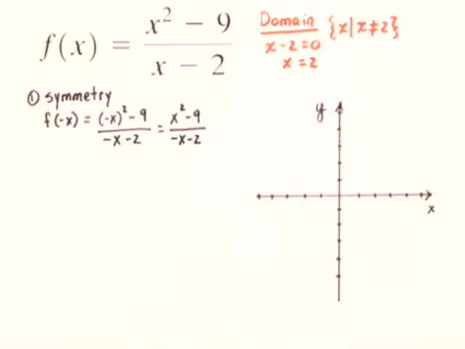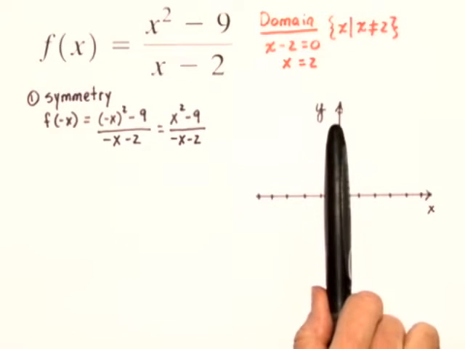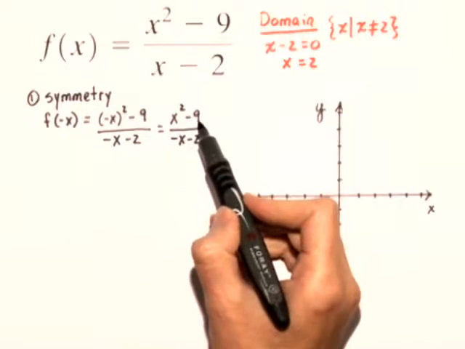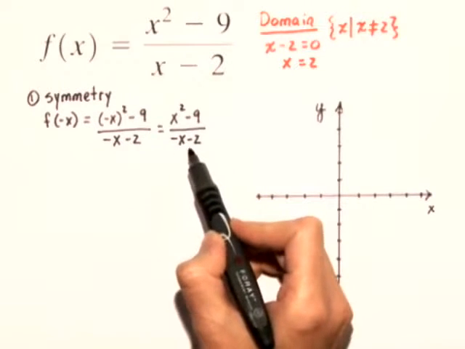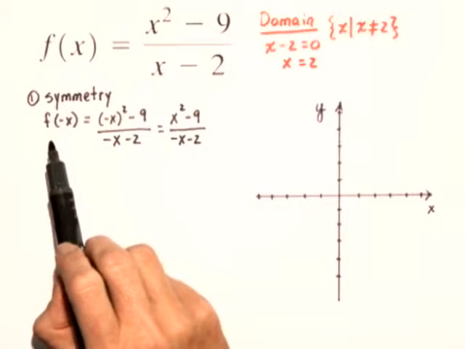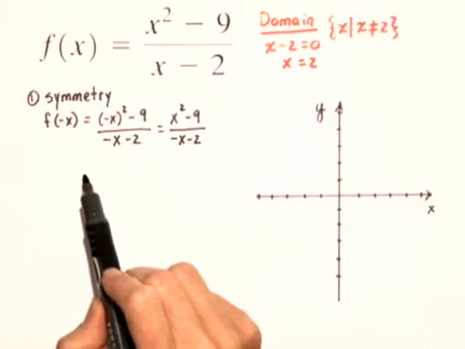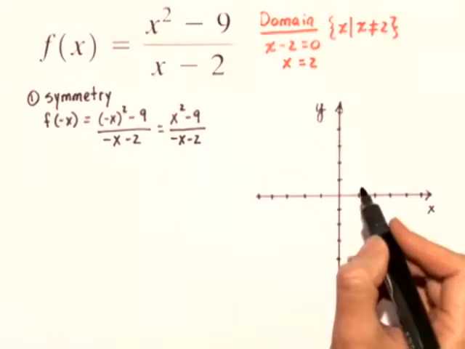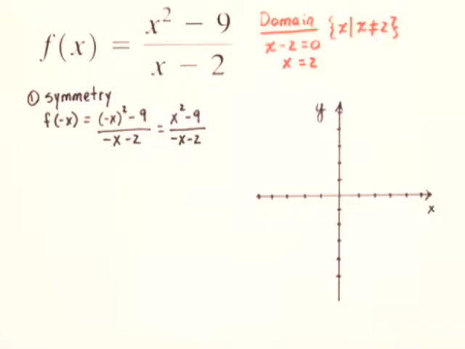Now we have one of three possibilities. Either f of negative x is exactly the same as f of x, in which case it's an even function and it's symmetric with respect to the y-axis. That's not the case here, because the numerator is the same, but the denominator is a little bit different. The second possibility is that f of negative x is exactly the opposite of the original function f of x, in which case it would be odd and symmetric with respect to the origin.